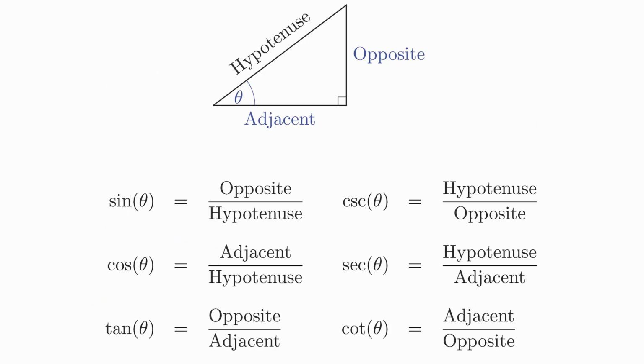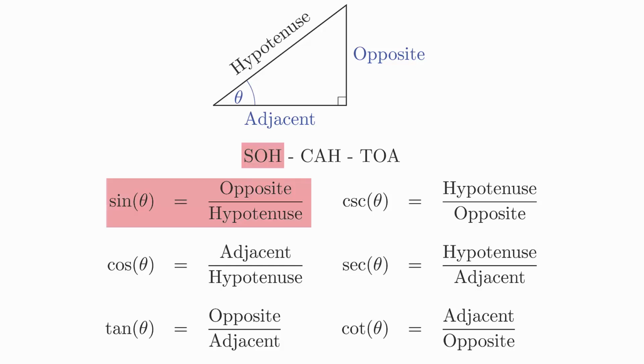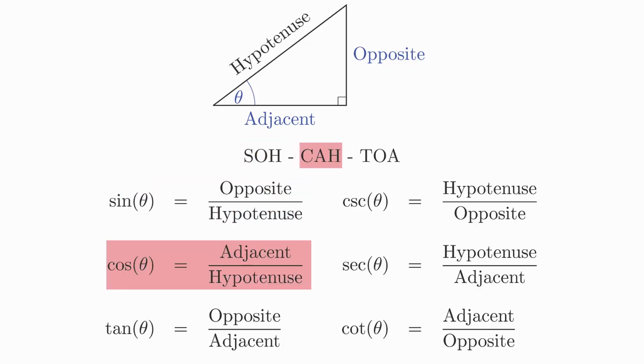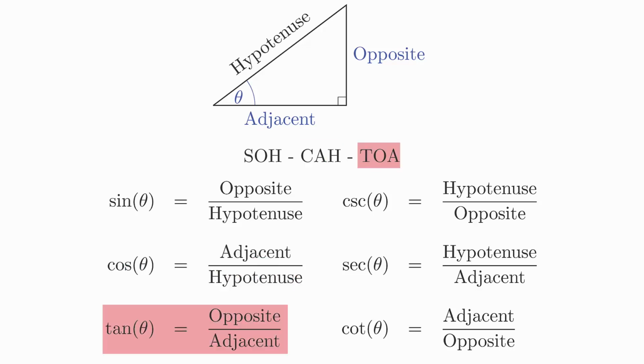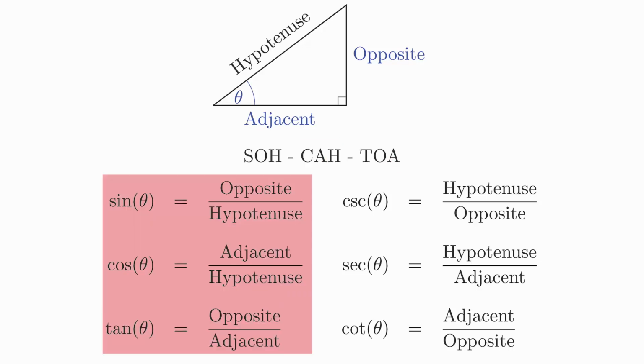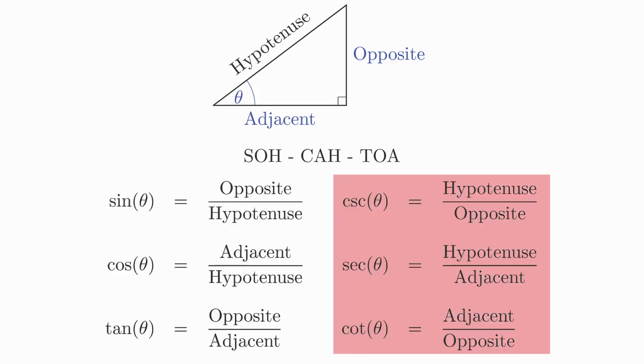A mnemonic device that is often used to remember these relationships is SOHCAHTOA. Sine is opposite over hypotenuse, cosine is adjacent over hypotenuse, and tangent is opposite over adjacent. Those three functions will be the primary functions that we will be working with. The other three are merely the reciprocals of these.